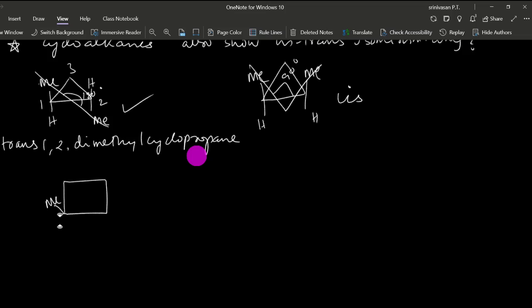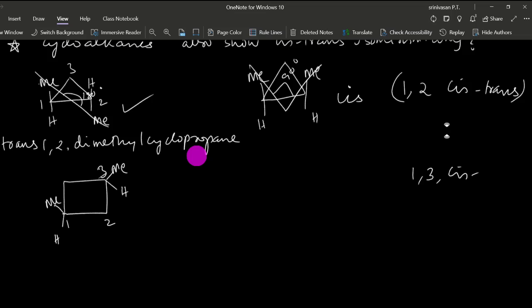So you have a methyl group here and a hydrogen here. Here also you can have a methyl group here and hydrogen here. So you can say 1 2 3. So this cyclopropane is an example of 1 2 cis-trans. In cyclopropane we call it 1 2 cis-trans isomerism. In cyclobutane, we call it 1 3 cis-trans. 1 3 cis-trans isomerism will come, and 1 2 cis-trans isomerism will come in this.